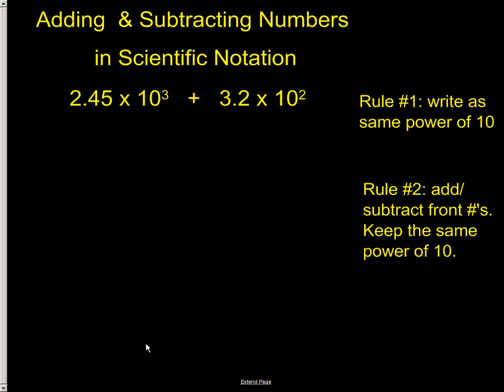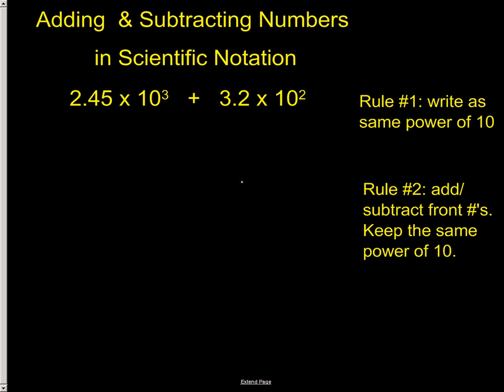Adding and subtracting numbers in scientific notation. There are two basic rules. Number one, write as the same power of 10. And number two, add and subtract the front numbers, keep the same power of 10. We'll show you two quick examples using the rules.